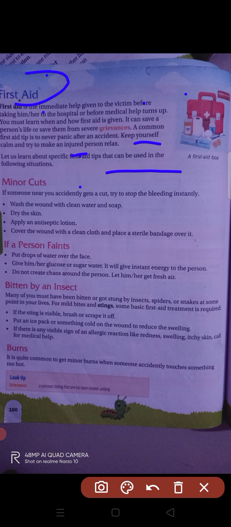See, there should be at least a minimum common sense to save her.